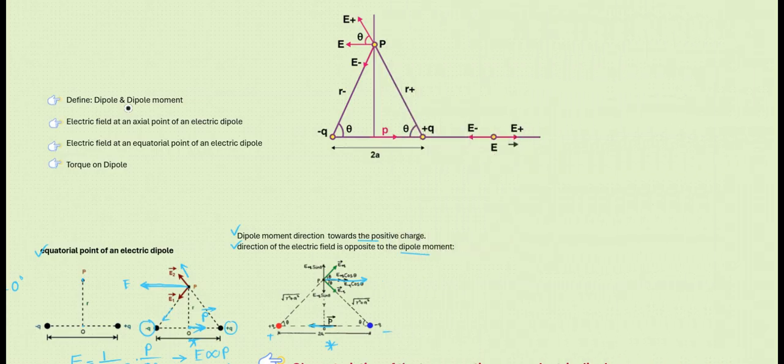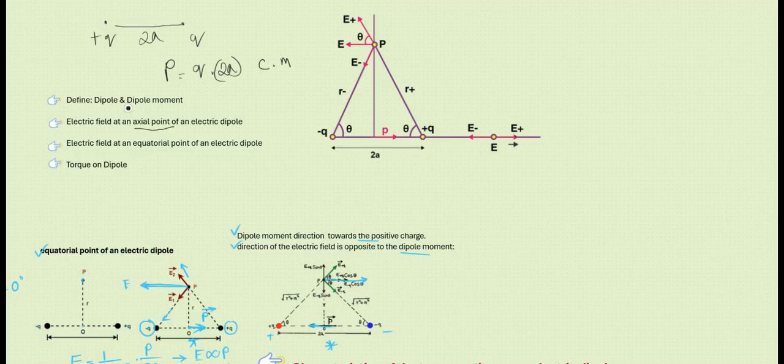First of all, dipole and dipole moment. For a dipole, obviously two equal and opposite charges at a very short distance 2a. So the system is a dipole and the dipole moment is nothing but P equals either charge times the total distance. So the unit will be coulomb meter.